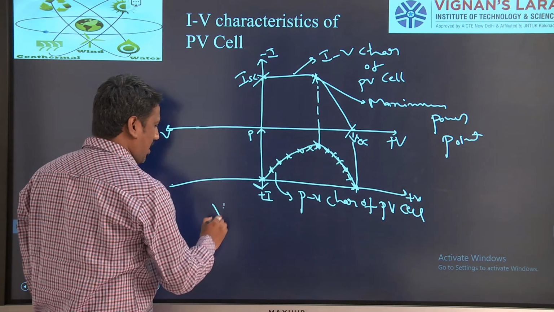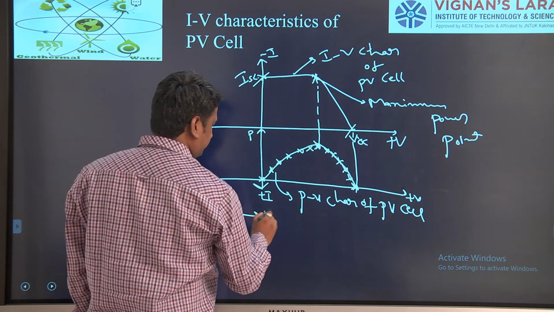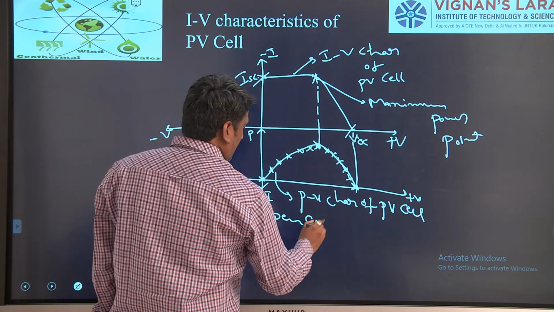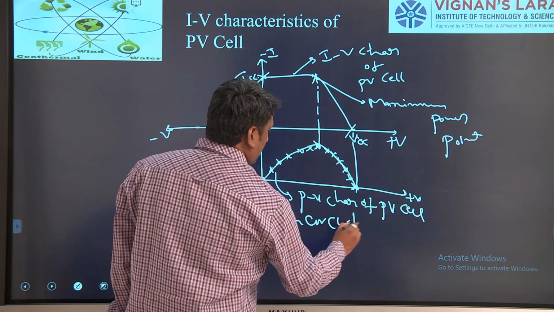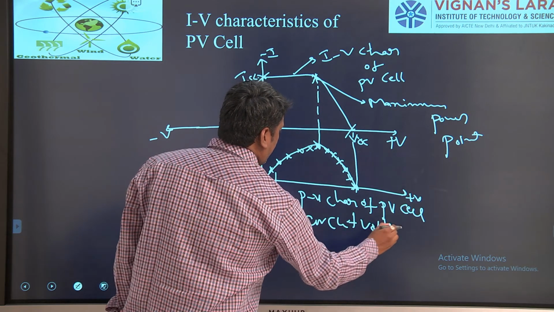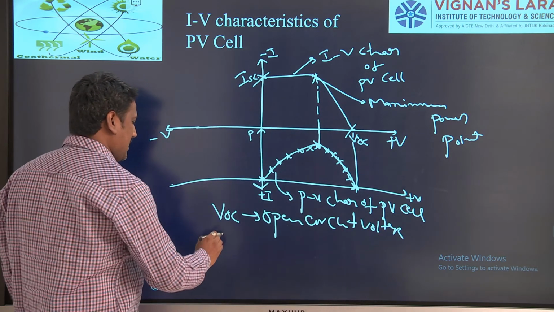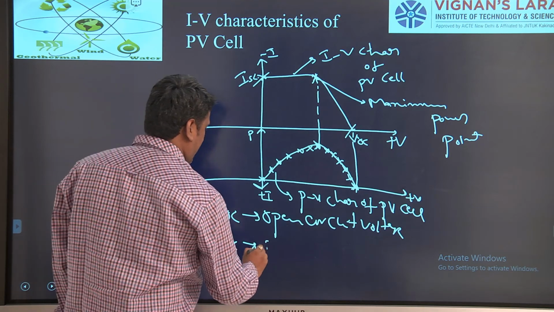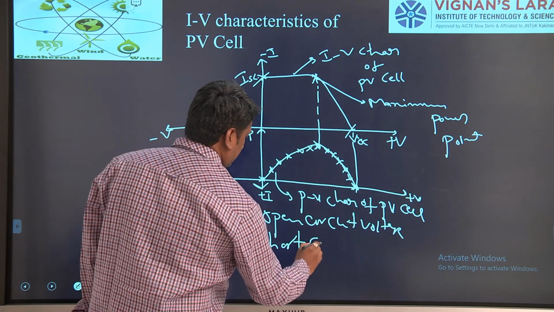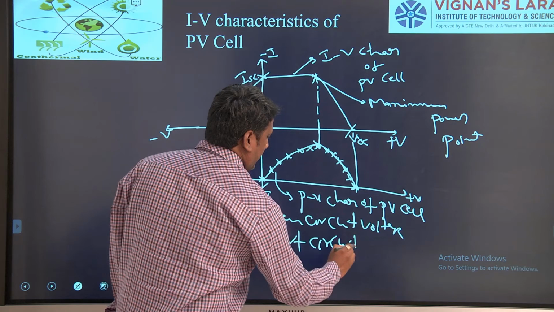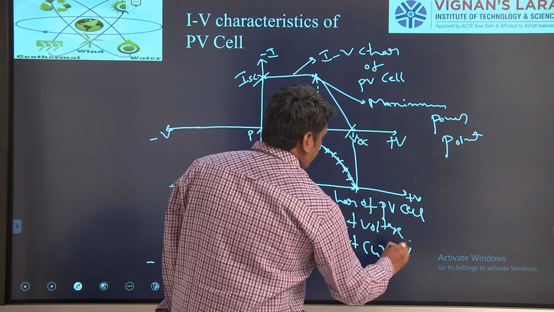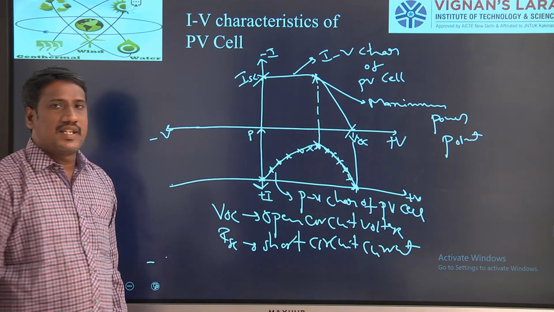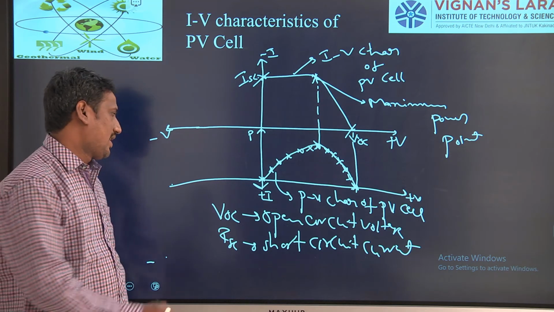And VOC is called as open circuit voltage, and ISC is called as short circuit current.